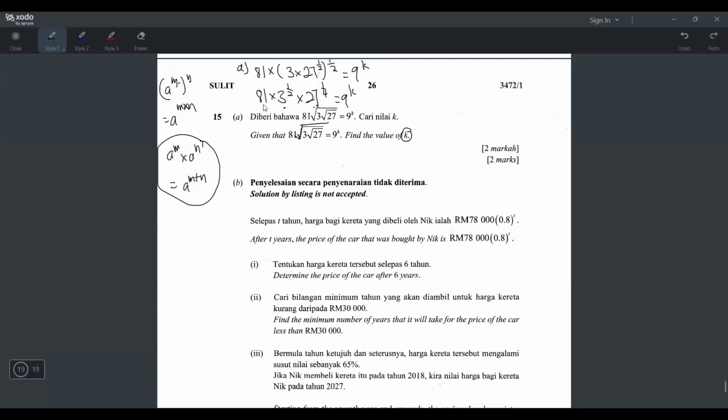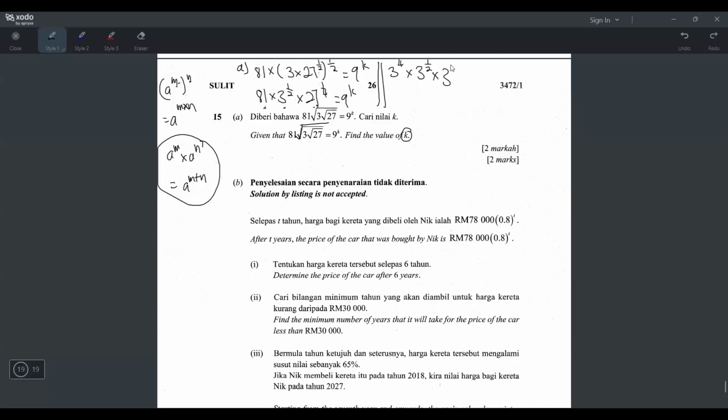But is it possible to make them the same? Yes, because 81, 3, 27, these are all numbers that can change to base 3. So I will continue up here. 81 can change to 3 power 4. And then 3 is already the smallest, you cannot change 3 to any smaller base. Can 27 change to a smaller base or not? Yes, it can change to 3 power 3.